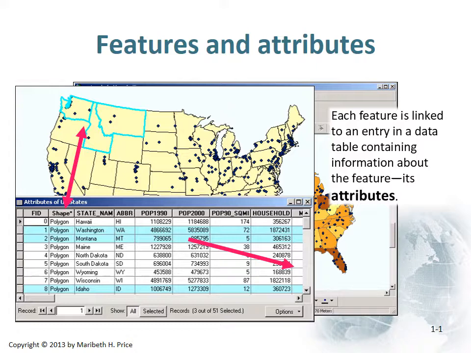The FID column tells us the feature ID, which feature we're actually looking at, has an individual number. Each state, therefore, has an individual number. The shape tells us if it's point, line, or polygon. And then we start getting into the characteristics. Well, what is the polygon? The state name, Hawaii, the abbreviation, population of Hawaii in 1990, population of Hawaii in 2000, population 1990 in square miles, number of households. So every header of every column gives us an idea about what information is in there.